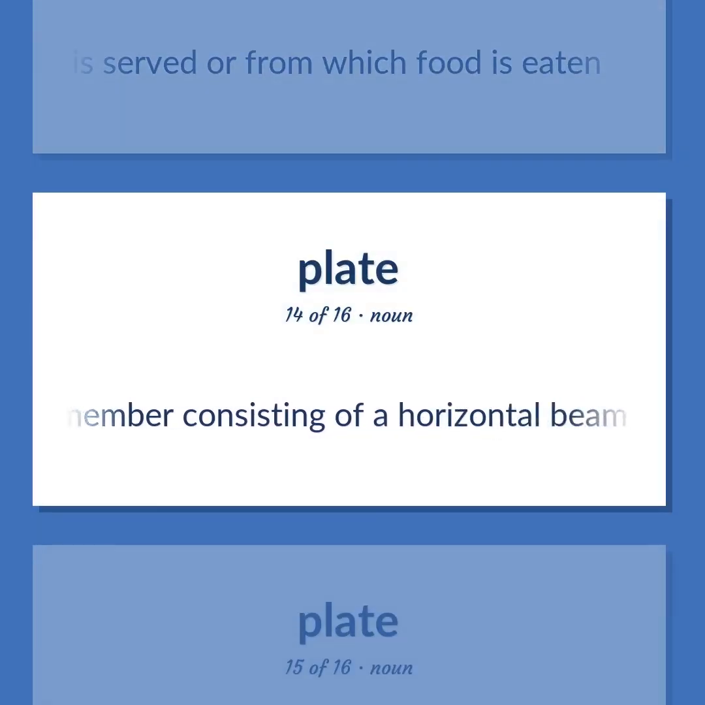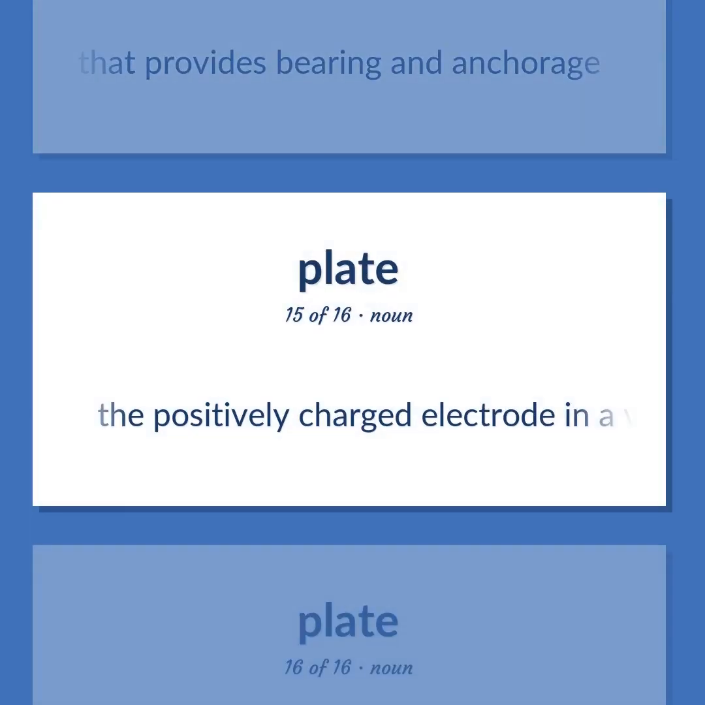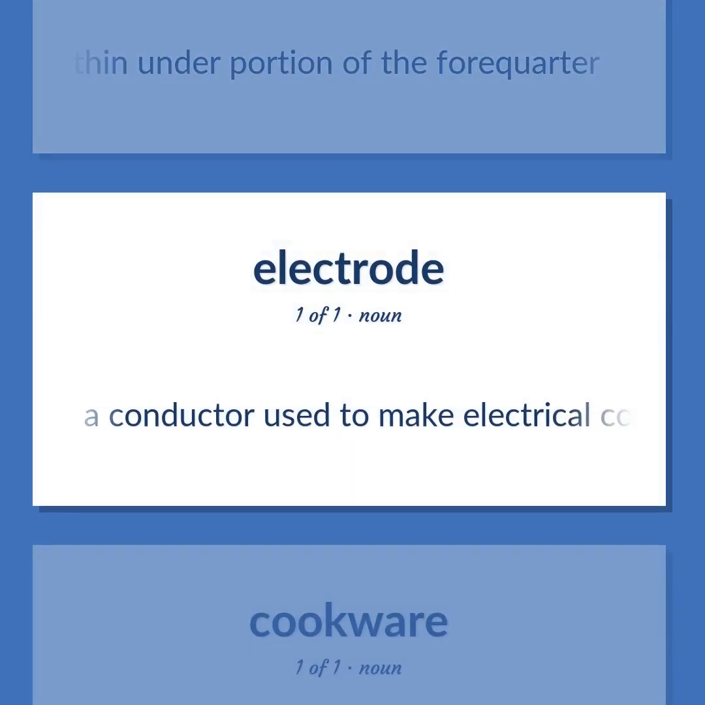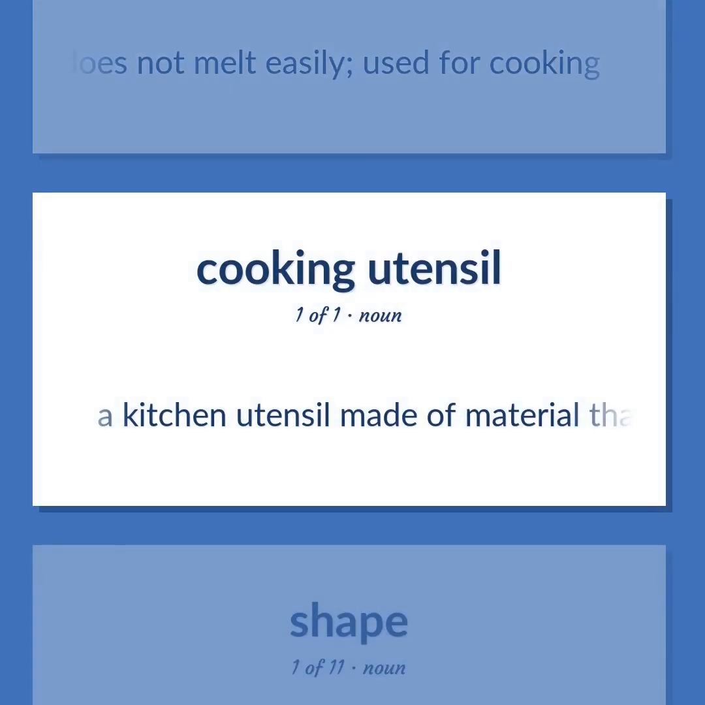Structural member consisting of a horizontal beam that provides bearing and anchorage. The positively charged electrode in a vacuum tube. The thin under portion of the forequarter. A conductor used to make electrical contact with some part of a circuit. A kitchen utensil made of material that does not melt easily, used for cooking.